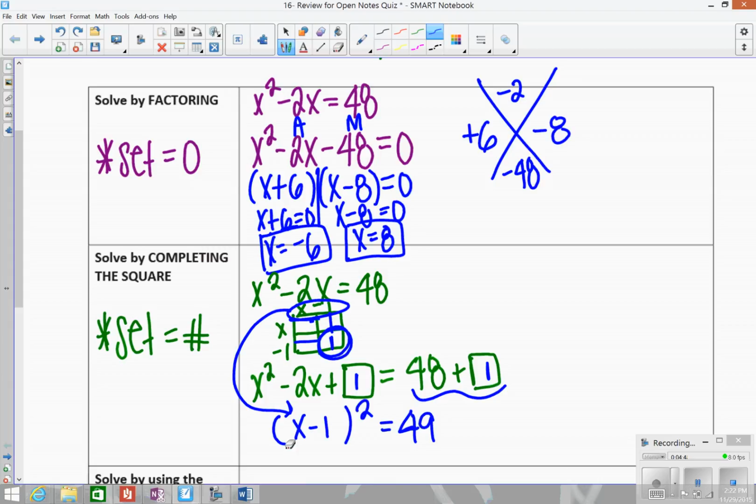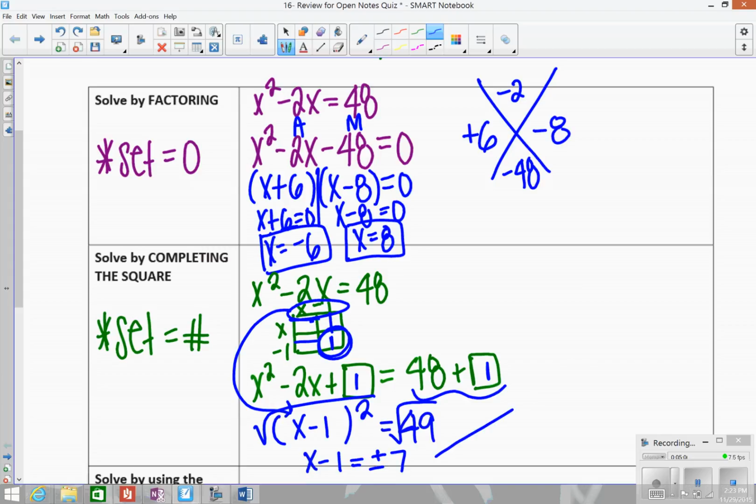Now we can solve it using the square root method. So square root both sides. We get x minus 1 equals plus or minus 7 when you take the square root of 49. Plus or minus, because remember we took the square root of an x squared.